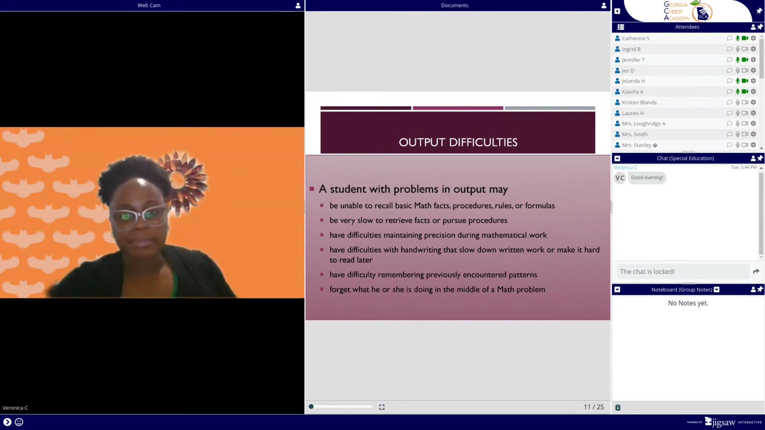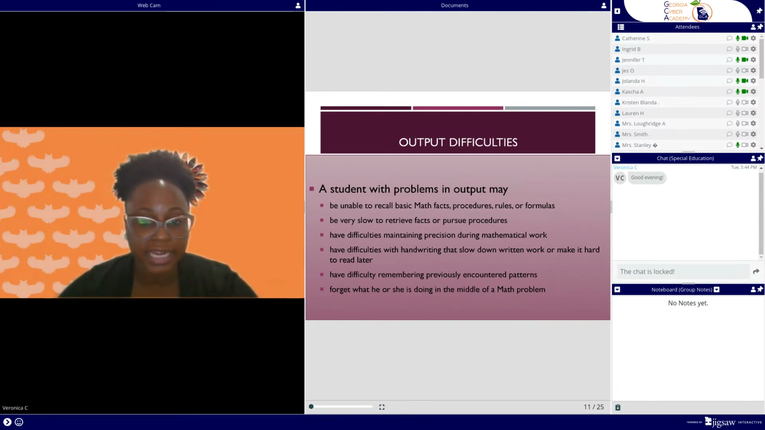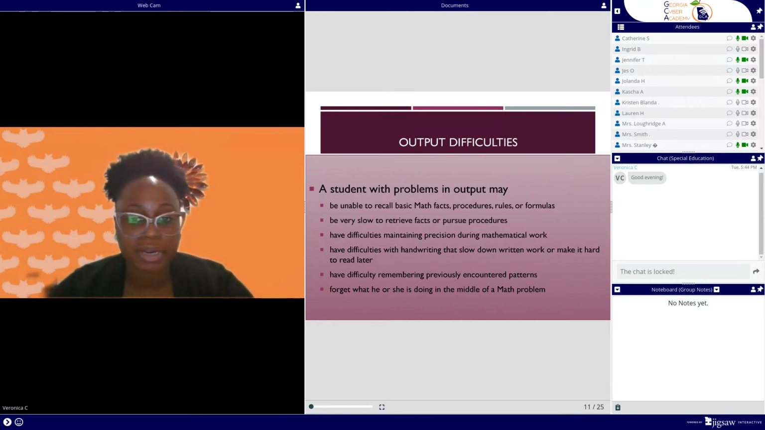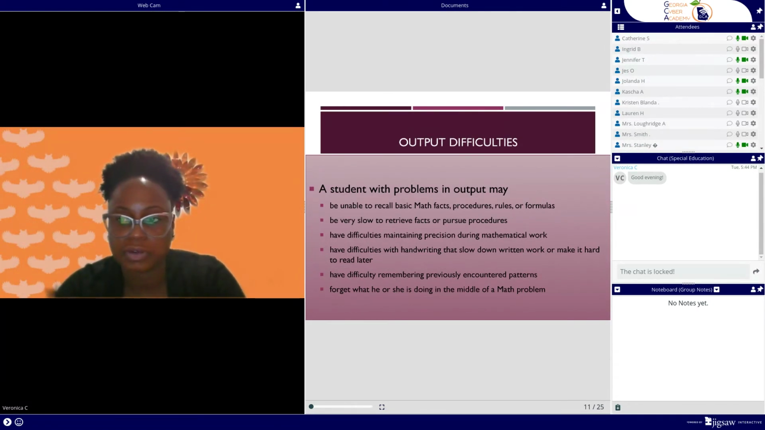So an example of output difficulties. A student with these problems in output may be unable to recall basic math facts, procedures, rules, and formulas. They can be slow to retrieve these facts and procedures, have difficulty maintaining precision during mathematical work, and have handwriting difficulties that slow them down. Or, like I said, they copy a problem down from the board or in class and don't copy it correctly, so then they can't do it. They have difficulty remembering previously encountered patterns, or they forget what they're doing in the middle of the problem. Those are signs of an output difficulty.